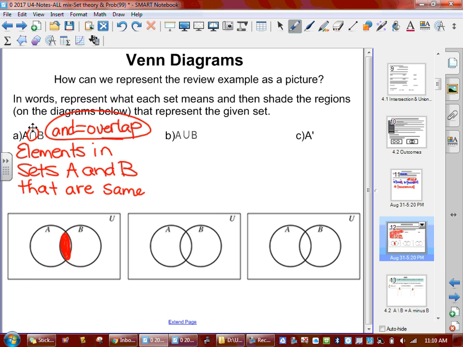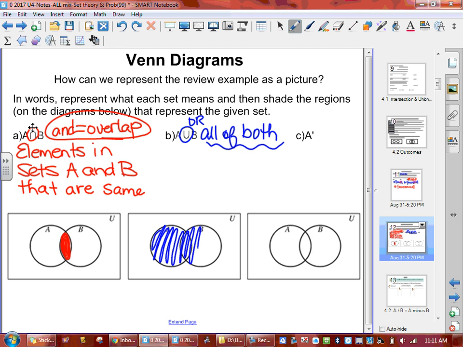So if we're looking at A or B, now we're looking at all of A or all of B. So we shade all of both. That's the generality when you see the or. So or would be all of A, or all of B, or both. So that means that you're going to shade all of both, because it could be all of this guy, or all of the other guy. Okay, it could be one or the other, or both.